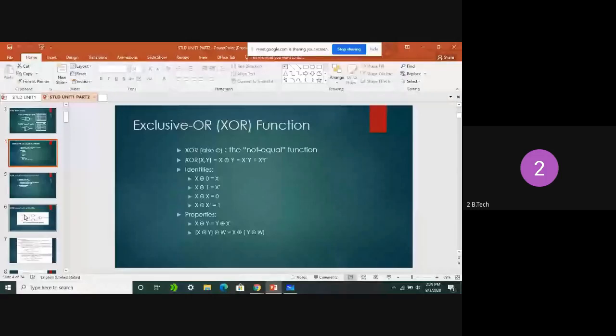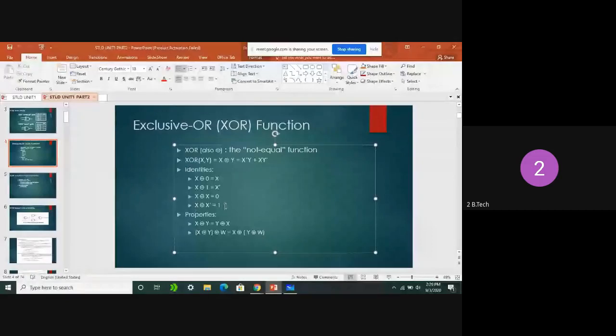These are the properties of the XOR gate and XNOR gate. Clearly, X XOR with 0 is always equal to X. X XOR with 1 is always equal to X bar. X XOR with X is always going to be 0. X XOR with X bar is always going to be 1. In the sense both inputs should be different, then only it can produce output. If the same input is given to the XOR gate, it is going to produce 0.